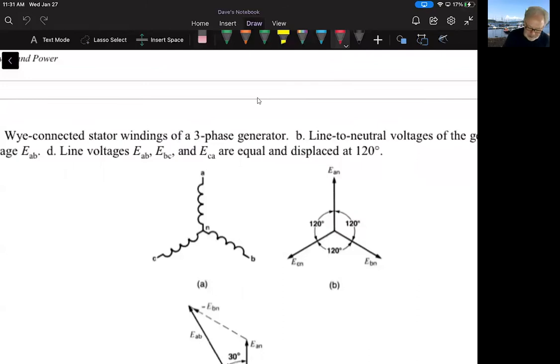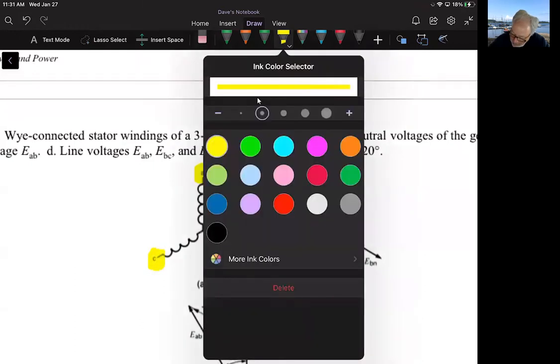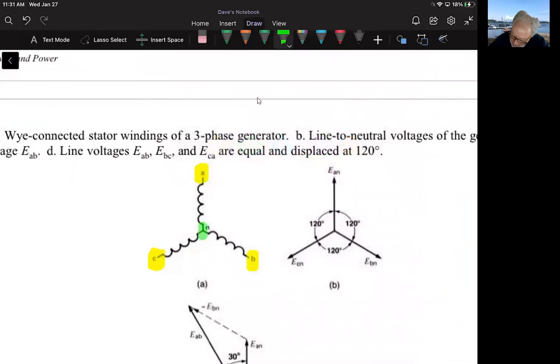Okay, so as we're looking at this figure 8-13 in our textbook, it's showing a Y-connected stator winding, the phases that we were looking at earlier and of generated voltage. What I want to point out to you is, first off, here's phase A, here's phase B, and here's phase C. Along with that, I want you to see this neutral connection. So what we're looking at basically is a three-phase, three-wire system, like we looked at earlier.